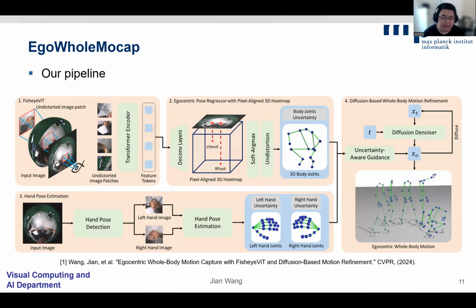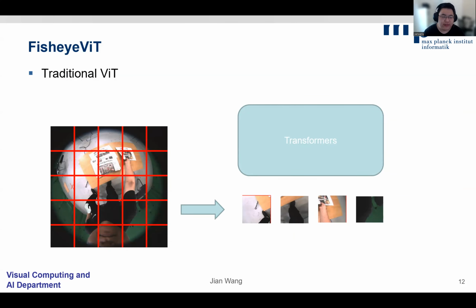The first paper aims to solve two problems: the self-occlusion problem and the fisheye distortion problem. Firstly, we have the fisheye ViT. It first undistorts the image patches and then sends them to the transformer. After we extract the feature tokens, we put them into a pixel-aligned 3D heat map to regress the body joints. We also have a hand pose detection and estimation method to get the hand poses. After getting the hand and body poses, we use a diffusion-based whole-body motion refinement method to refine the initially estimated human motions. So let's first look into the fisheye ViT part.